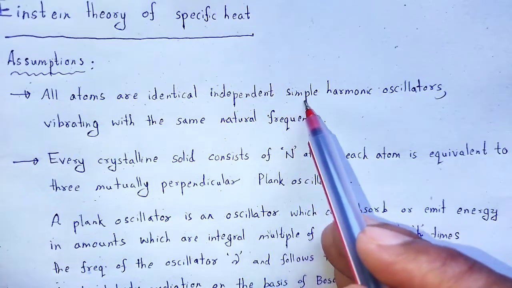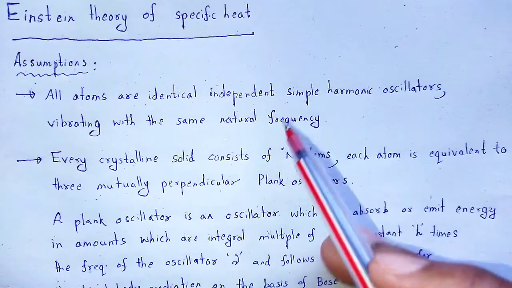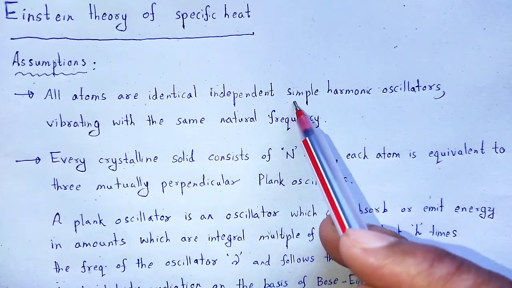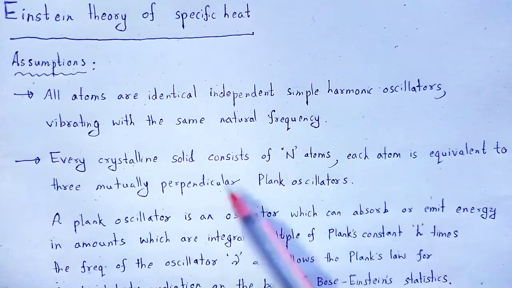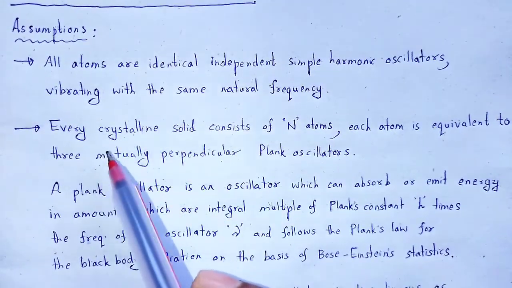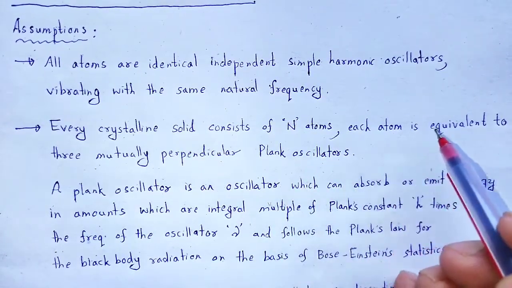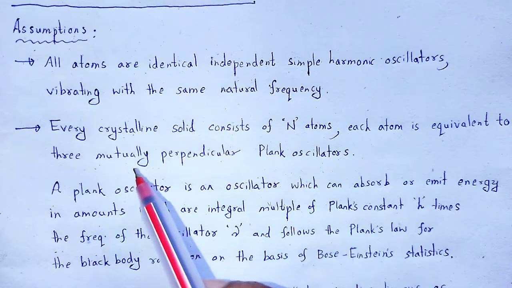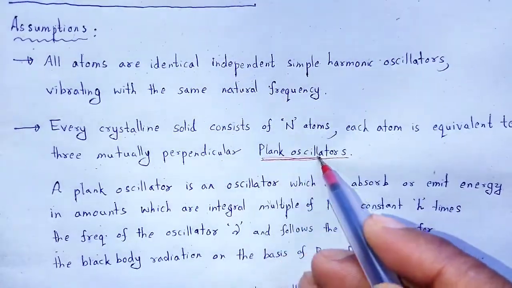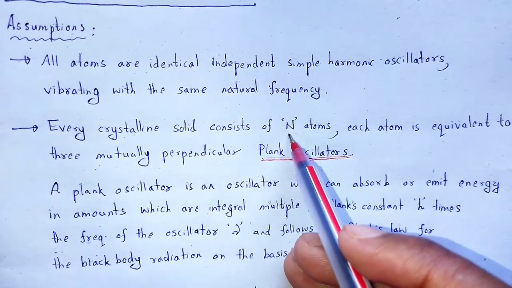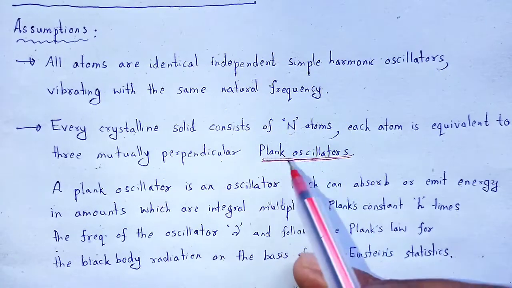Here the simple harmonic oscillators are classical in the case of the Dulong and Petit law, but in Einstein's theory the simple harmonic oscillator is taken as quantum. Every crystalline solid consists of N atoms, and each atom is equivalent to 3 mutually perpendicular Planck oscillators. Each atom has 3 mutually perpendicular Planck oscillators.